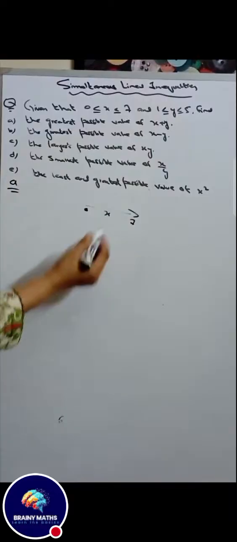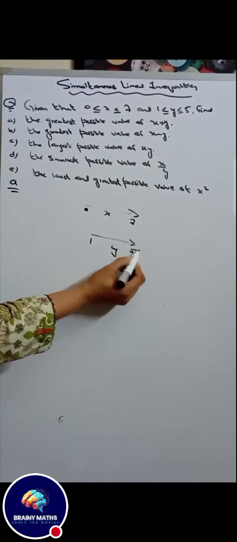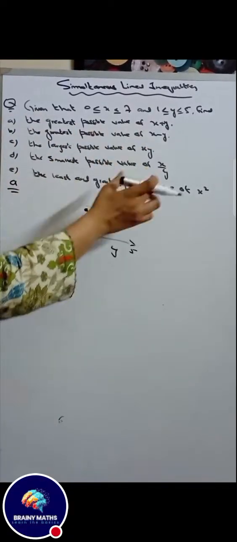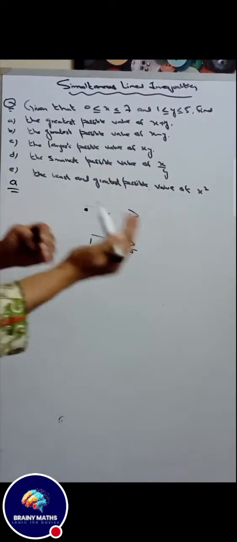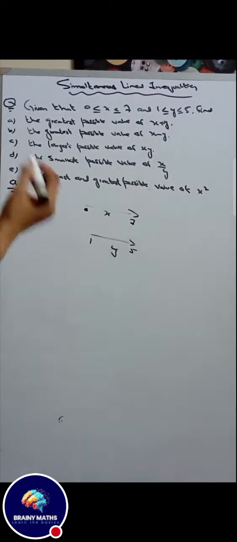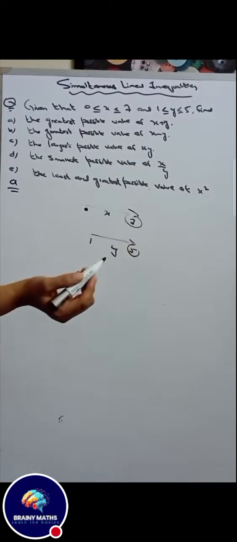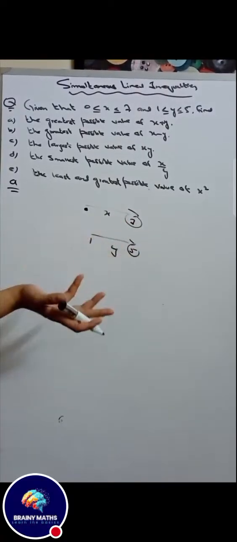The next one is variable y, and its range is from 1 to 5. The question is for the greatest possible value of x plus y. It means we want that value of x and that value of y, by adding both of which I get the greatest possible value of x plus y. For that purpose, obviously, I will use the higher numbers: 7 plus 5 gives you x plus y.